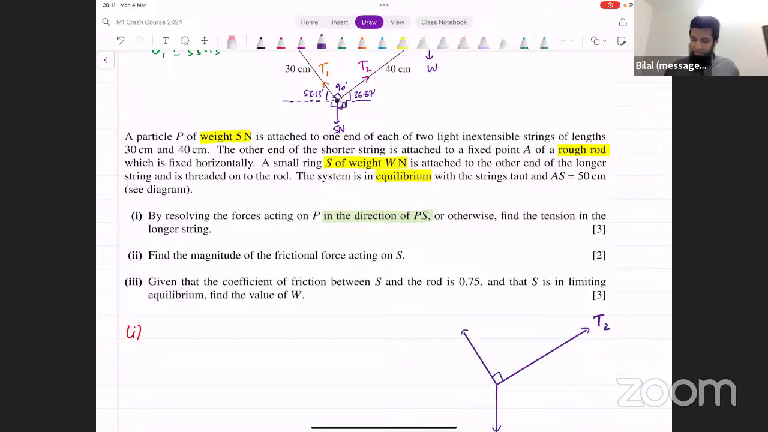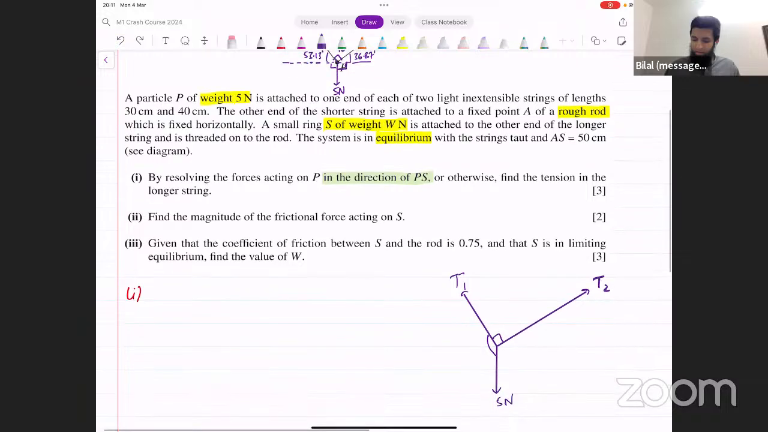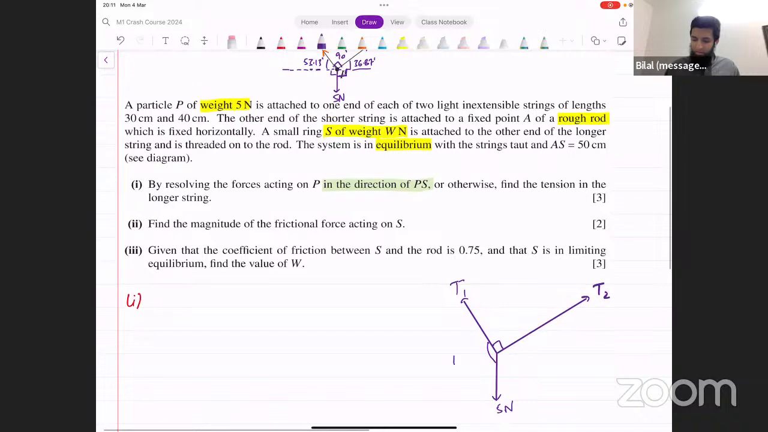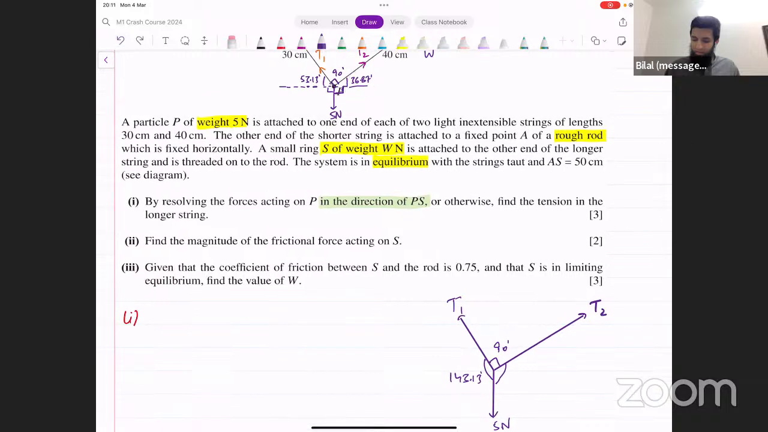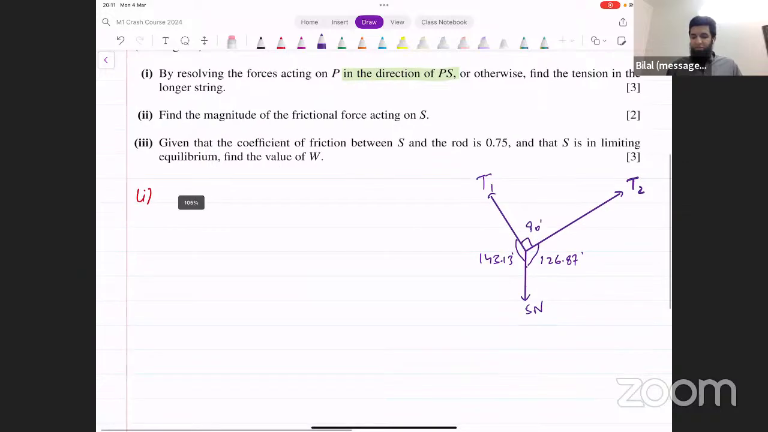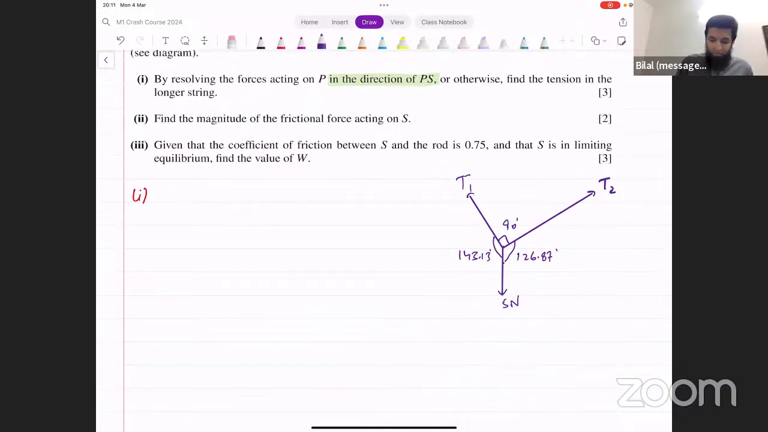This angle is 90. What about this angle? 53.13 plus 90. The angles between these two forces, T1 and 5 Newton, that's 53.13 plus 90, that's 143.13. And then the remaining angle, 36.87 plus 90, that is 126.87. Three forces, those three forces are in equilibrium. Let me just write that here.